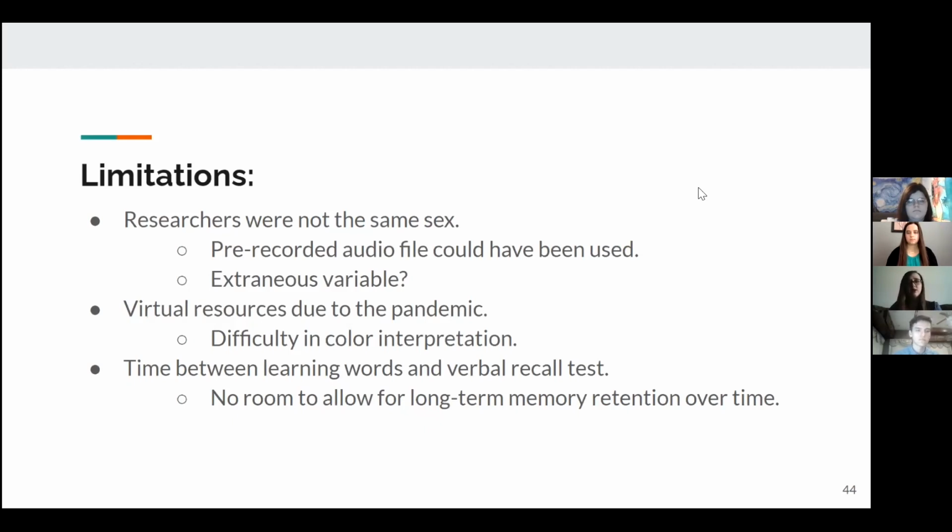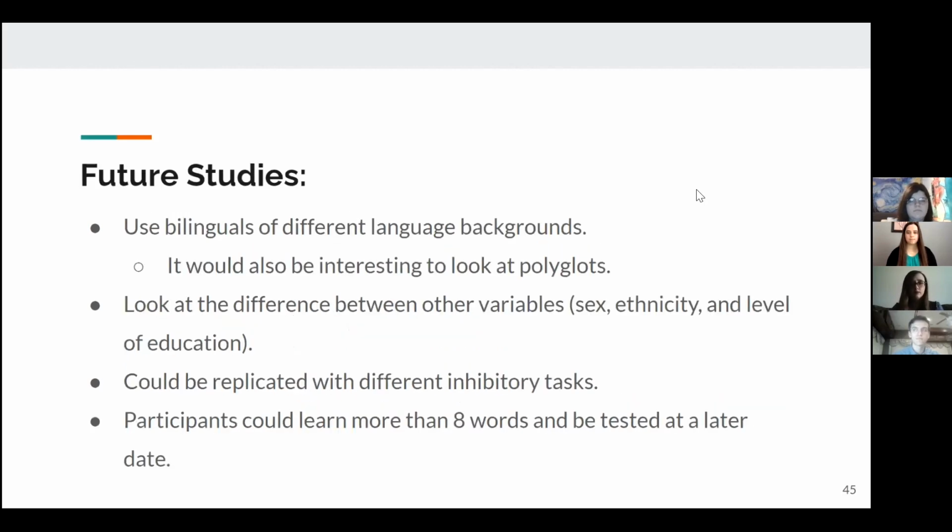We also wondered if a lack of long-term memory could be a factor, due to the lack of time between the learning period and the recall test. For future studies, they could look at bilinguals of different language backgrounds or even polyglots. They could also look at the difference between other variables such as sex, ethnicity, and level of education. This could also be replicated with different inhibitory tasks other than the Stroop, and participants could learn more than 8 words or be tested at a later date.